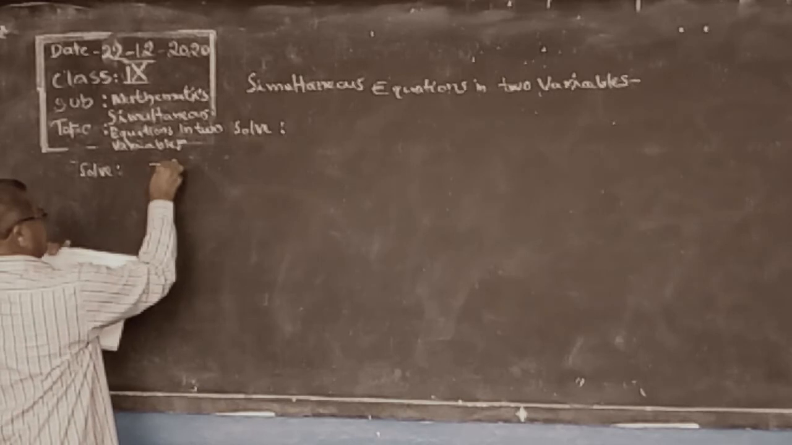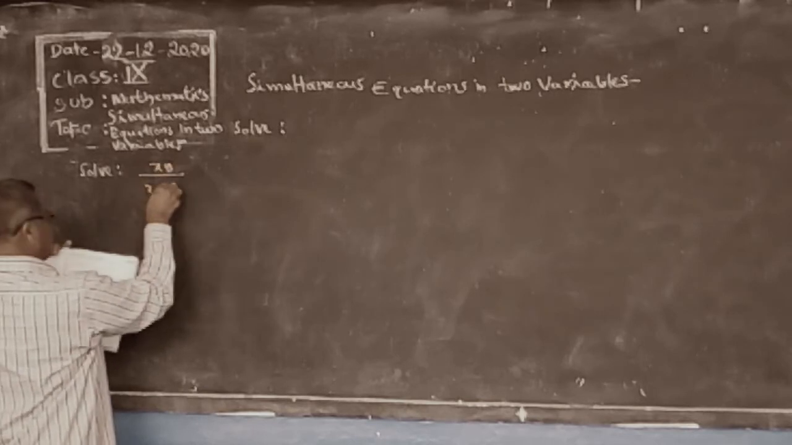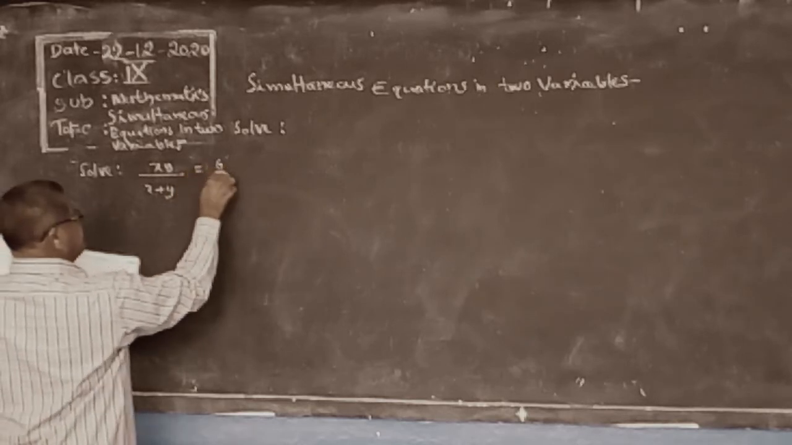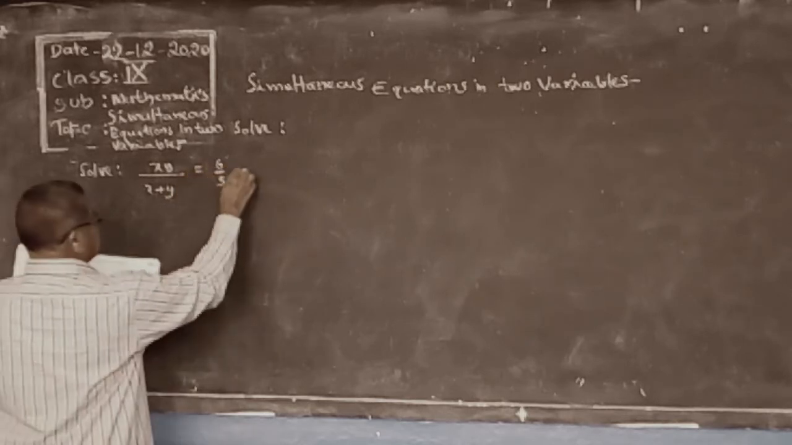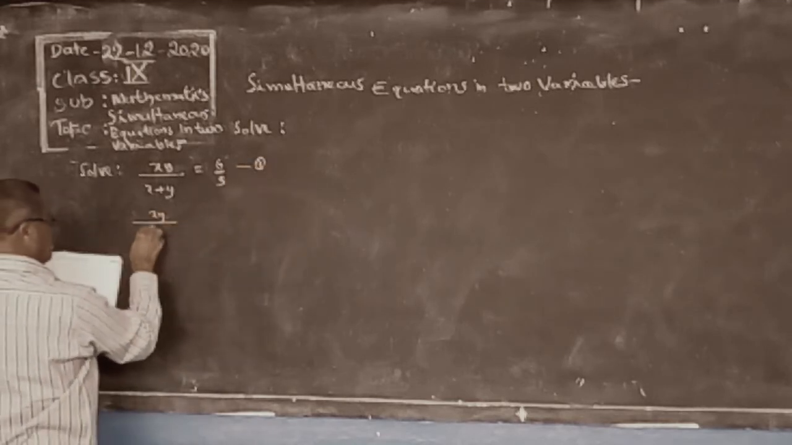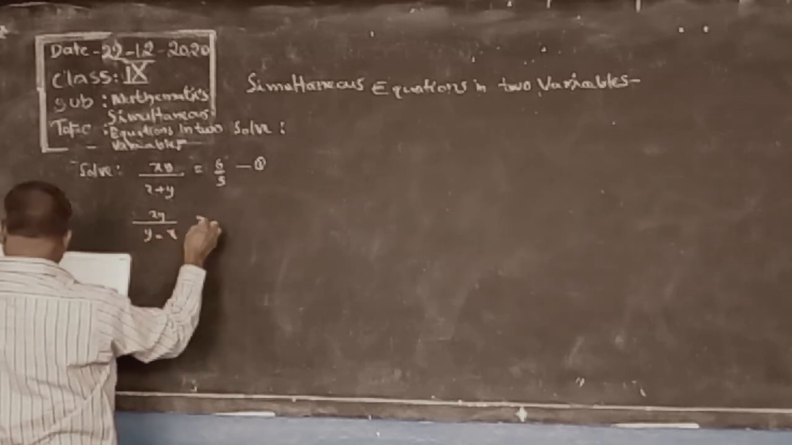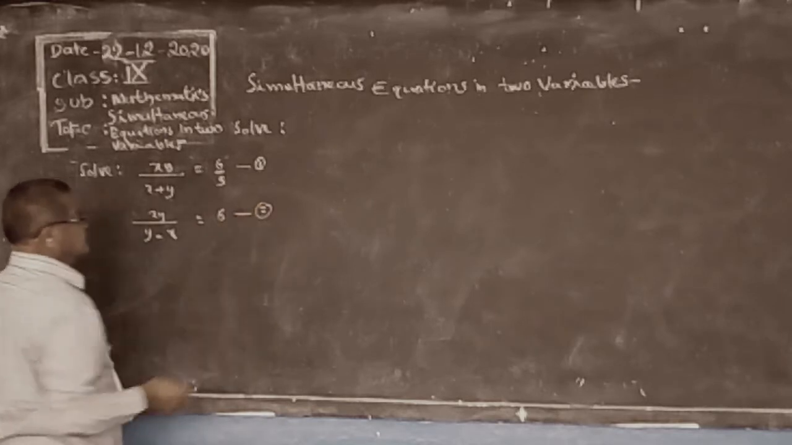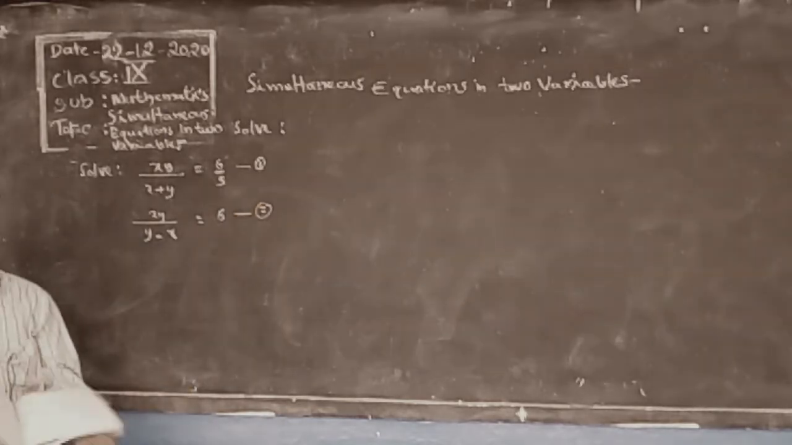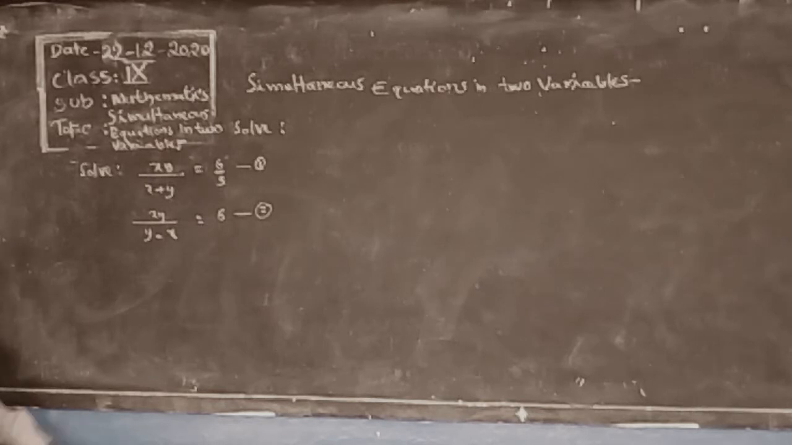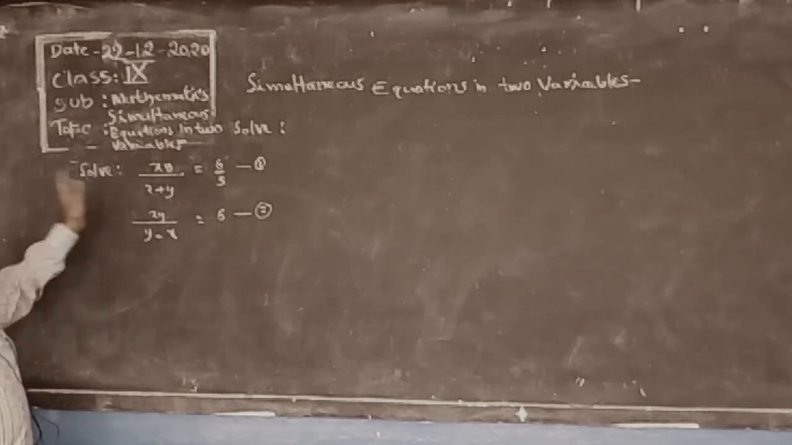Solve xy by x plus y is equal to 6 by 5, first equation, and second equation xy by y minus x is equal to 6, second. See how to solve it. Equations are given in a different way. We are doing this method today.